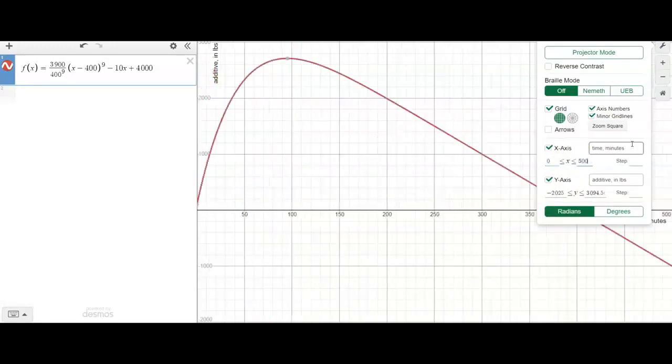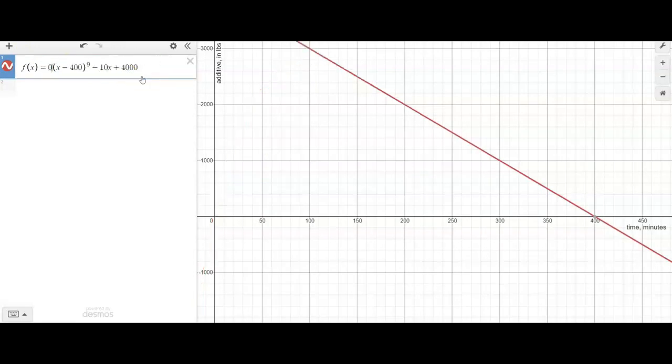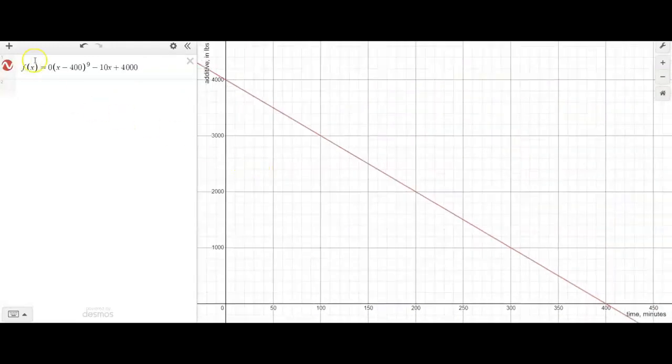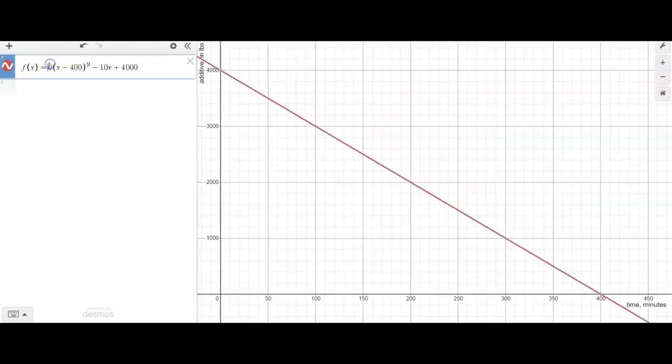Let's go up to time 500. So now we're focusing more on the important piece of the graph. Now the one thing that I wanted to point out is if I took this away and made this 0, look at how drastically that changed the solution. Look at how drastically our solution changed. It looks like the additive, first of all, starts at 4,000, and it doesn't. It starts at 100.